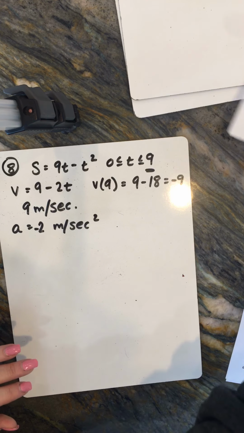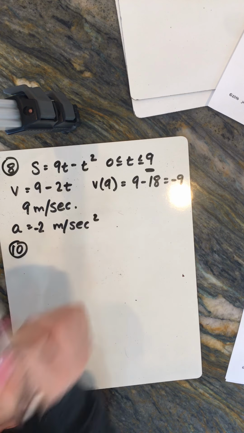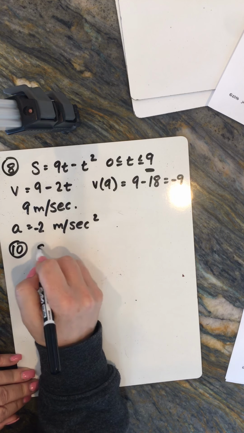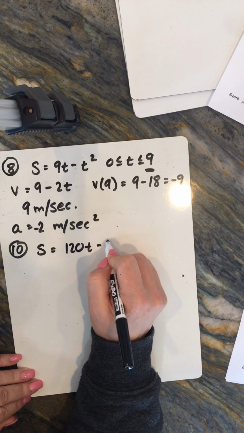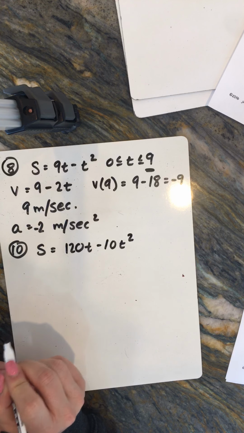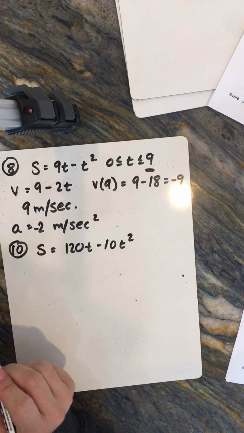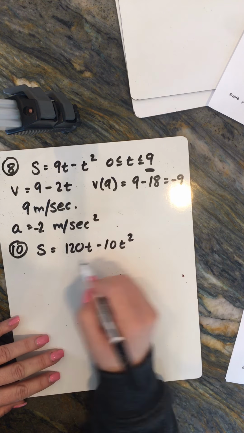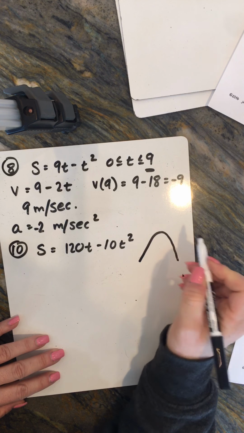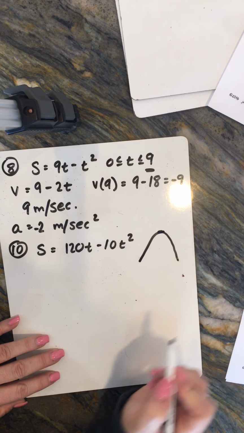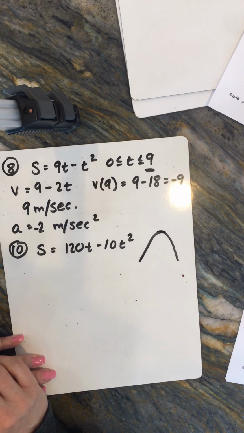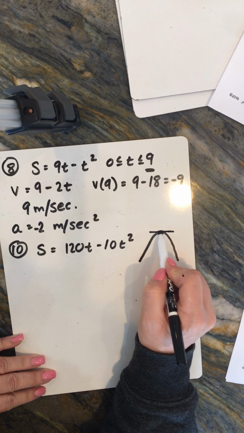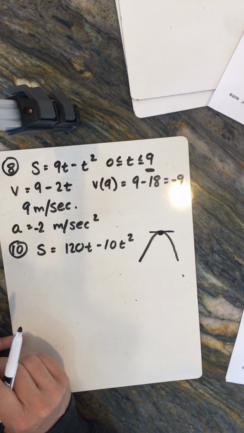All right, then the next one was number 10. So number 10 has the rock being thrown up in the air. The position is given as 120t minus 10t squared. And they're asking about how high the rock will go and how long it takes the rock to reach that high point. So this is going to be a parabola. And here's the high point right here. And so think about it. We're doing tangent lines. Slope of the tangent line right there is going to be 0.